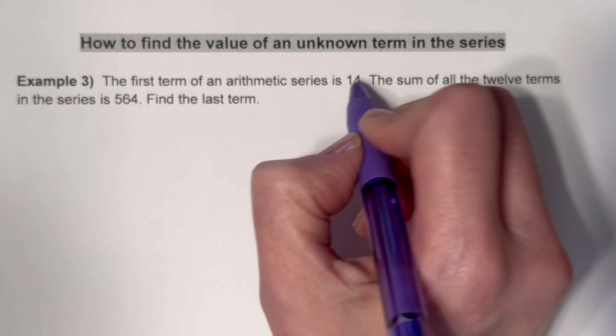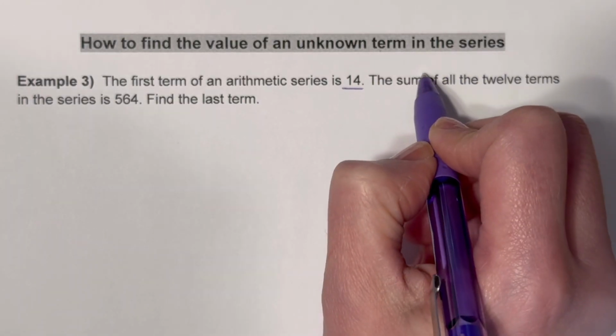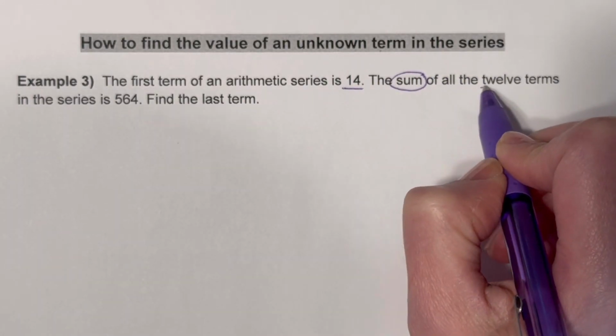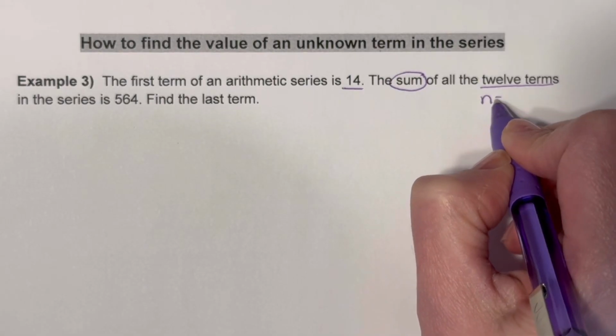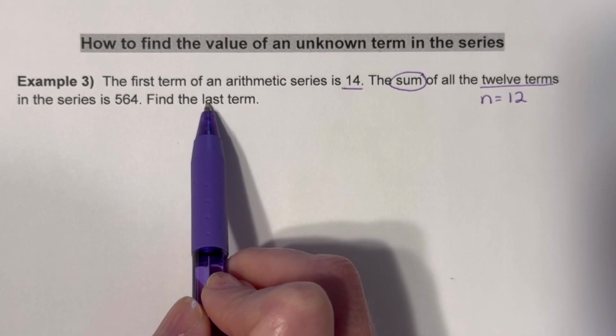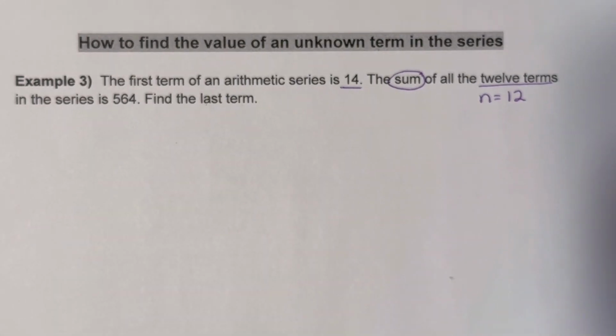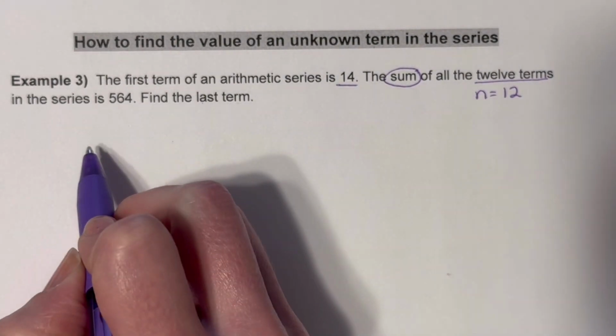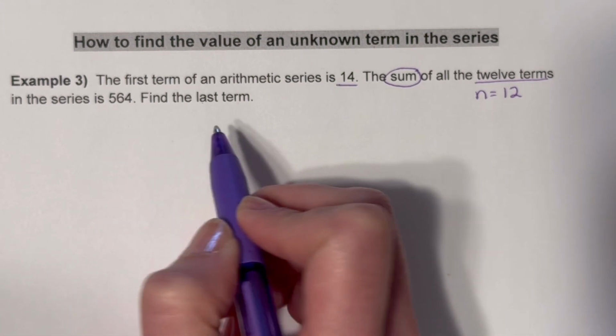We know the first term. We know the sum of all 12 terms. That means we know the number of terms that there are. We need to figure out what the last term is. This one is one where if we are very specific with how we write it out, it'll be fine.